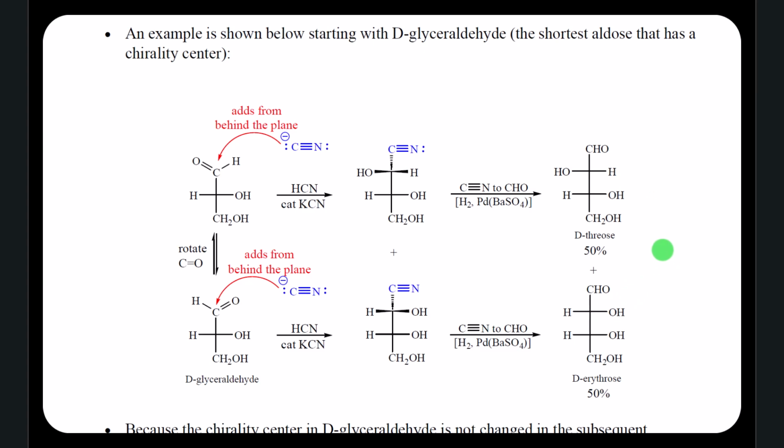You can then imagine taking each of these molecules, adding another cyanide group, creating 2 more diastereomers here, 2 more diastereomers there. So there should be a total of 4 5-carbon sugars.